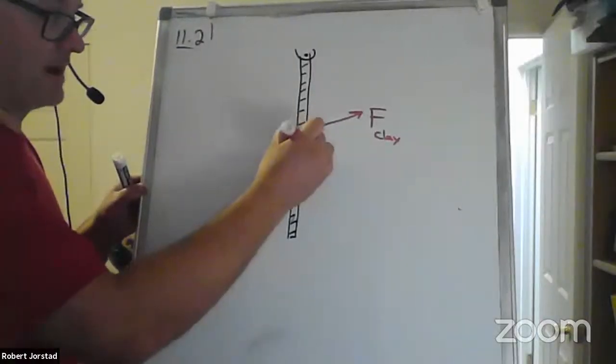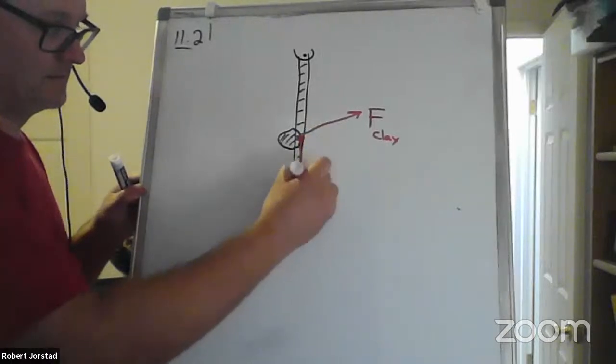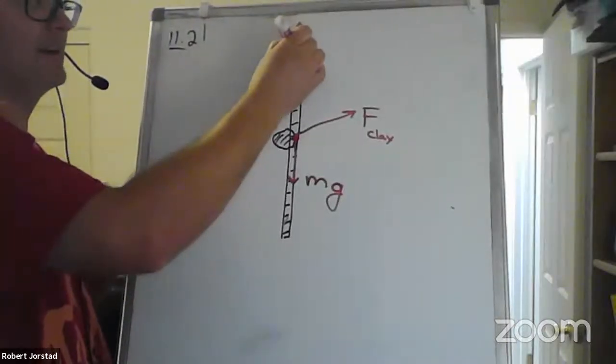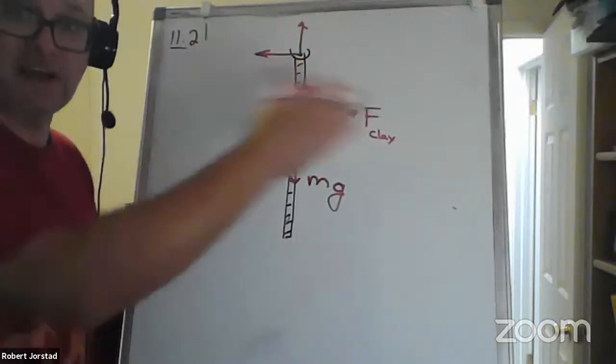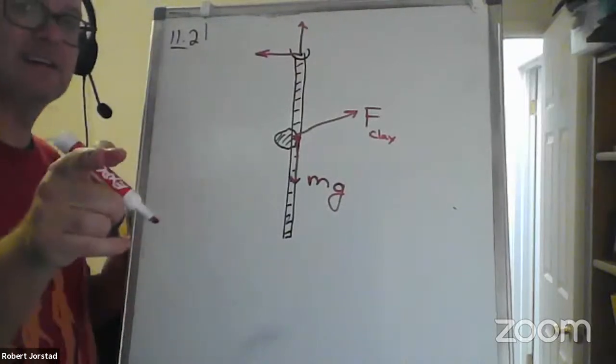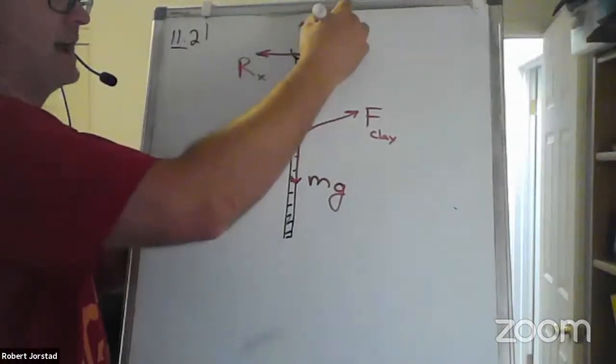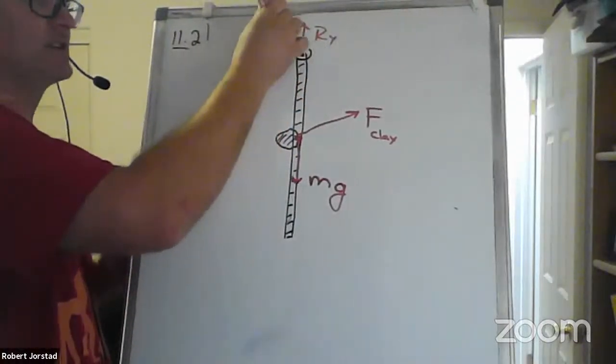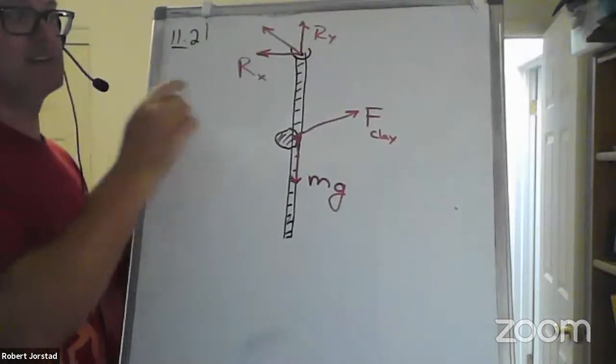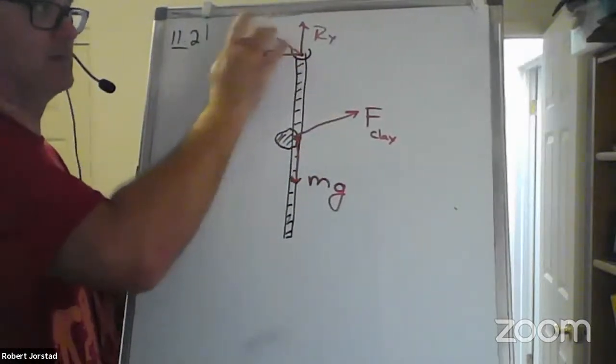The rod going down, mg. Yeah, that's going to be right at the center. And then what else? At the pivot point, it's resisting both up and to the left to keep it from flying that way. Does that address your question? Yeah. So there's going to be an Rx and an Ry. Basically, there's some reaction force off this way. And that's going to offset some of that clay, but not all of it.